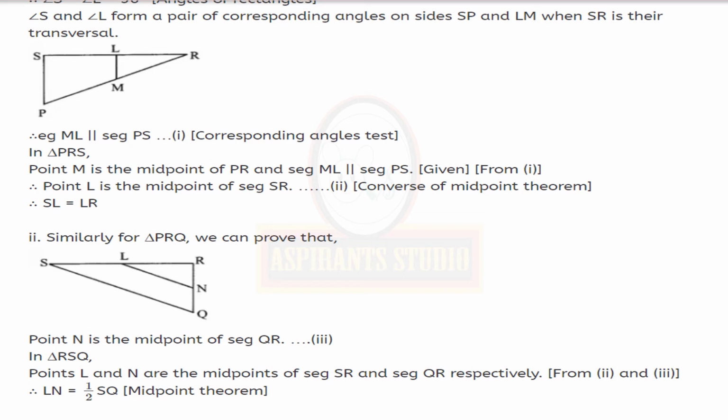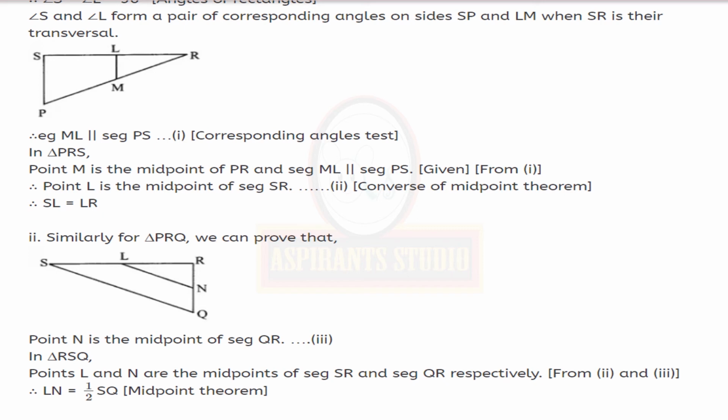Now in triangle PRS, point M is the midpoint of PR and segment ML is parallel to segment PS is given. That is from equation 1. Therefore, point L is the midpoint of segment SR. Take it to be equation number 2. By converse of midpoint theorem. You know the converse of midpoint theorem.